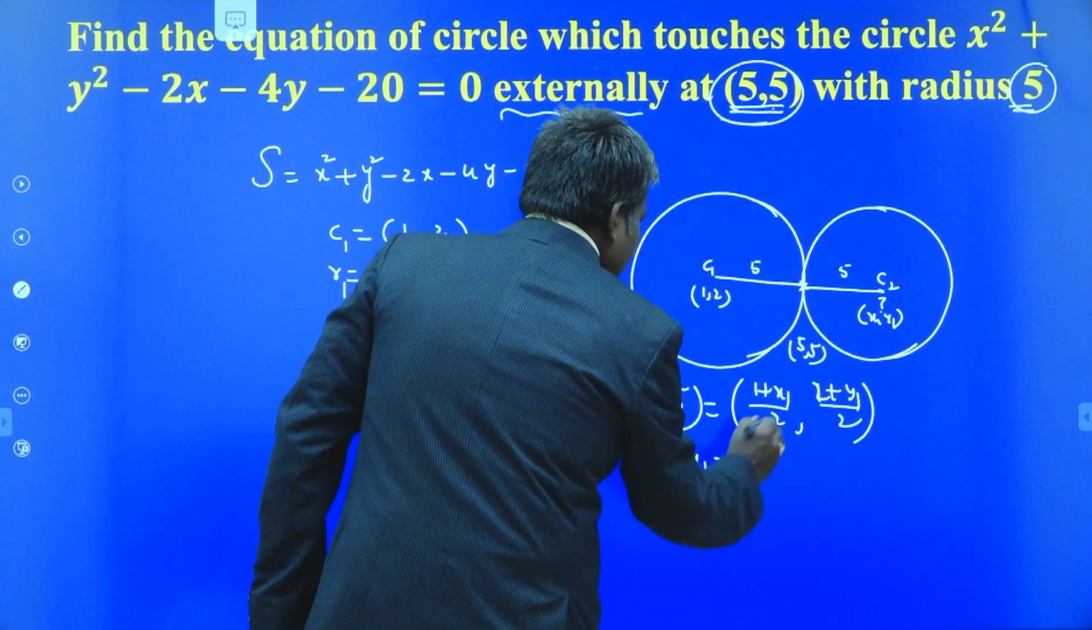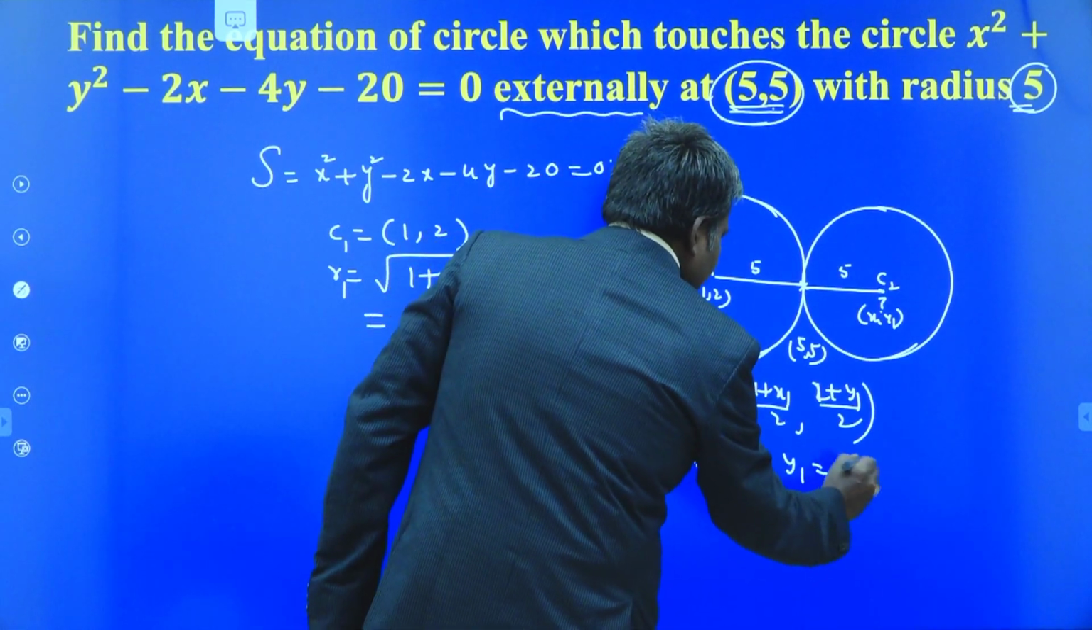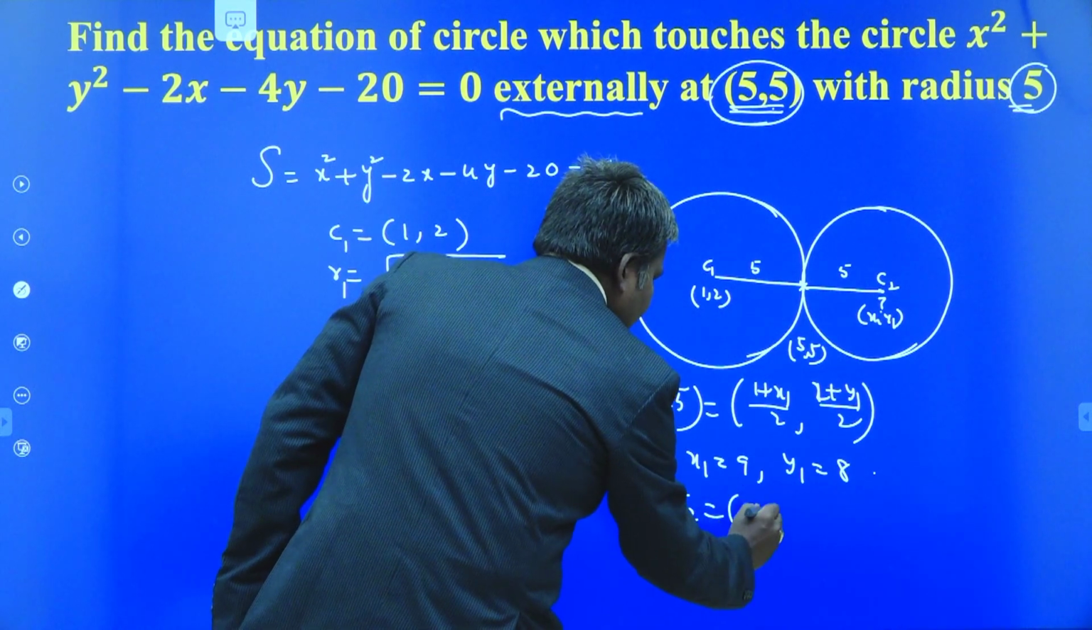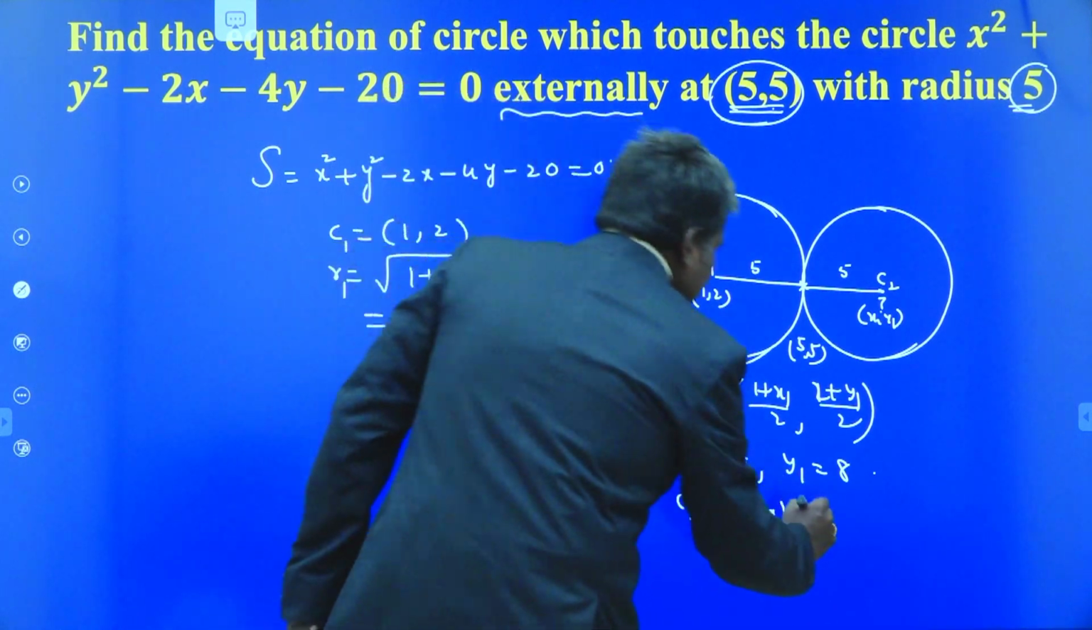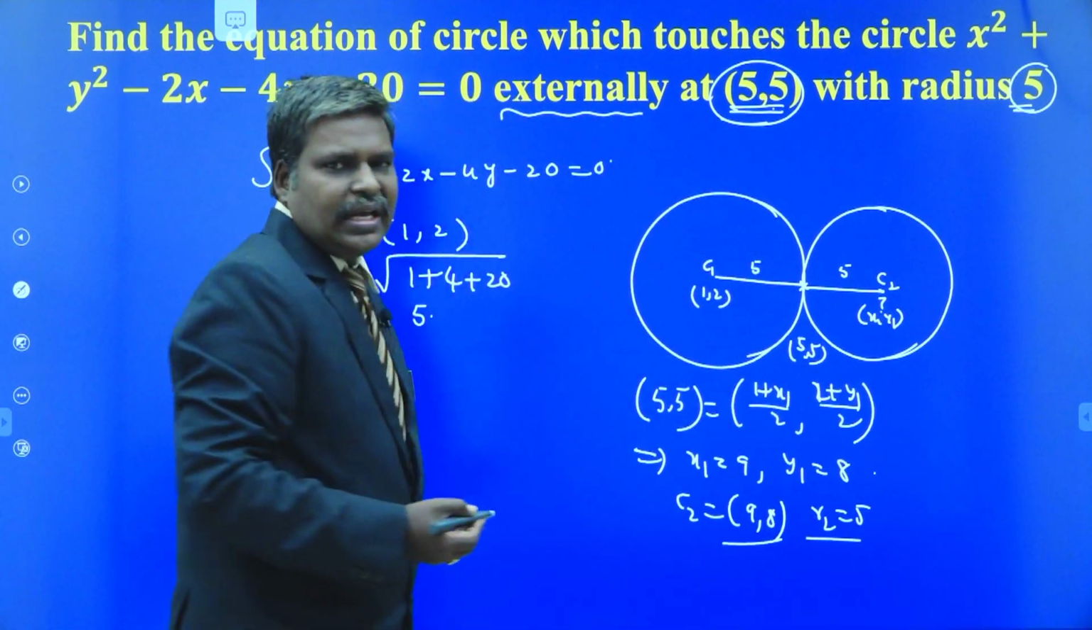Implies x1 is what now? 10 minus 1, that is 9. y1 is equal to 10 minus 2, that is 8. So the required center of the circle is (9, 8). What is its radius? R2 is also given to you, 5. You have the center and radius.